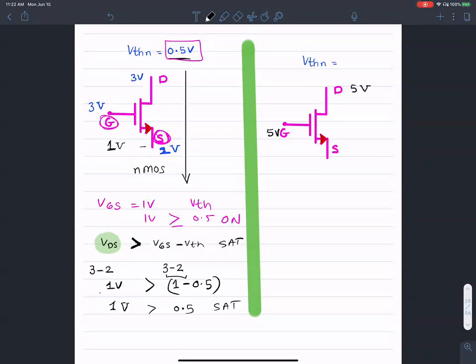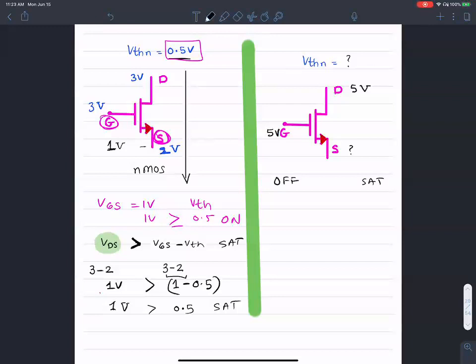So I tell you what, even without looking at any other information, you haven't given me the value of V threshold. You haven't given me the value of V source, right? I can right away tell you it can be either off or it can be saturation. Okay, it will not be in linear region. And take my word for it. Now go ahead and fill in the blanks.